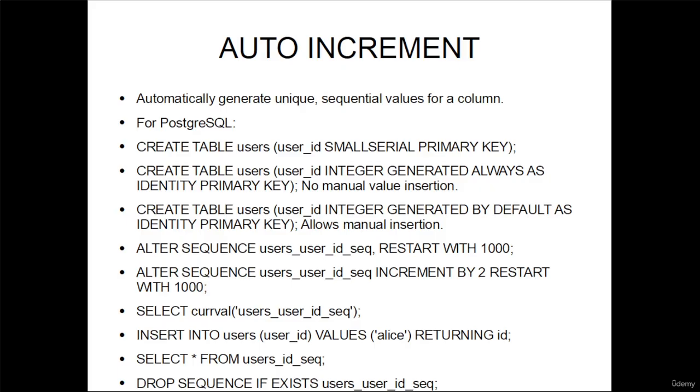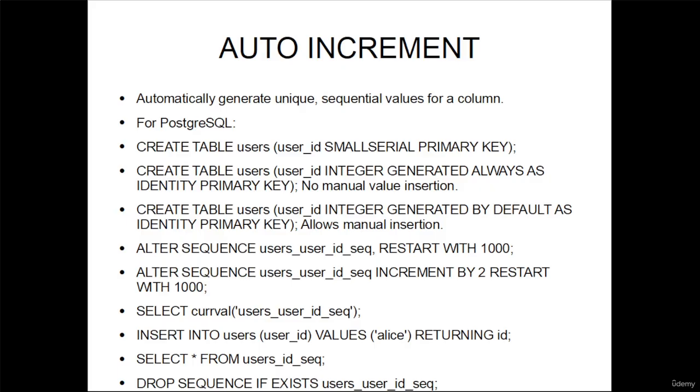Let us take a look at what the syntax would look like for Postgres. CREATE TABLE users (user_id SMALLSERIAL PRIMARY KEY). CREATE TABLE users (user_id INTEGER GENERATED ALWAYS AS IDENTITY PRIMARY KEY). CREATE TABLE users (user_id INTEGER GENERATED BY DEFAULT AS IDENTITY PRIMARY KEY). When you insert data, the default setting would set the ID to 1, automatically assigned.